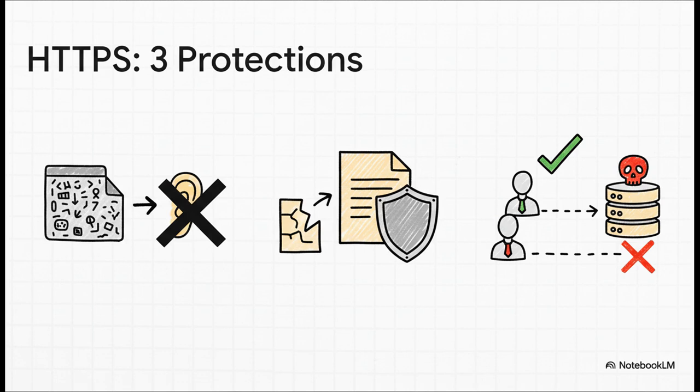Now for the exam, you absolutely must remember the 3 key protections that HTTPS gives you. First, encryption, which stops people from eavesdropping. Second, data integrity, which makes sure the data hasn't been secretly changed on its way to you. And third, authentication, which proves you're connected to the real website and not some fake imposter. One more time: encryption, data integrity, and authentication.